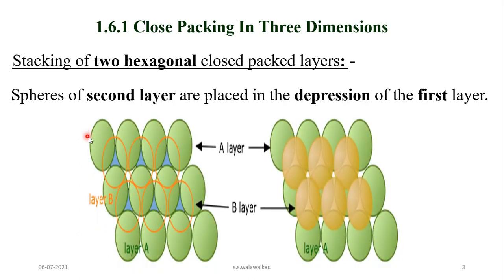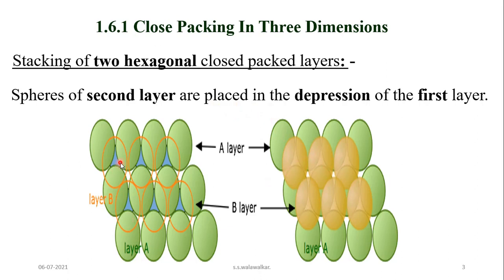See here, this is the first layer, layer A, shown by green colored spheres, and the yellow spheres are the second layer. Both are hexagonal layers. The first hexagonal layer is shown by green spheres, and the yellow spheres show the second hexagonal layer, which is named layer B, and the first layer is named layer A. In stacking of two hexagonal close packed layers, the spheres of the second layer, that is the yellow spheres, are placed in the depression of the first layer.